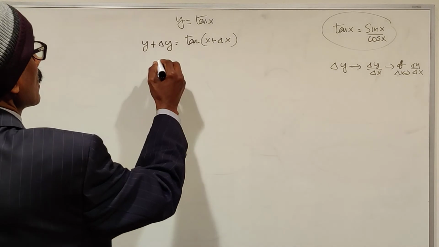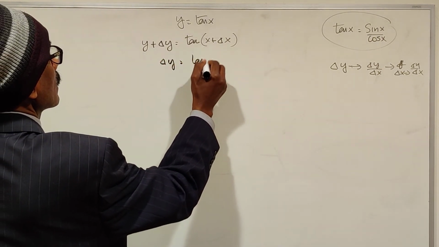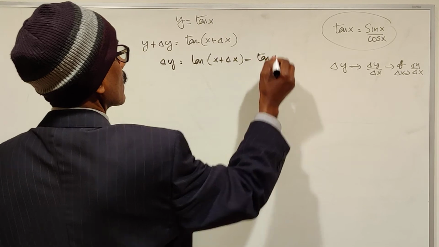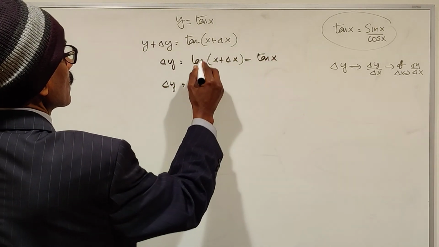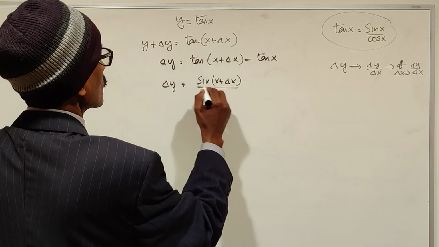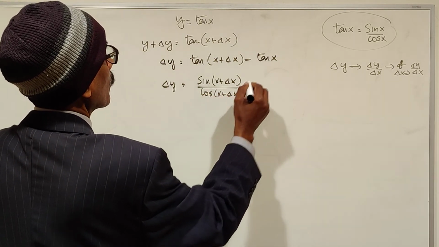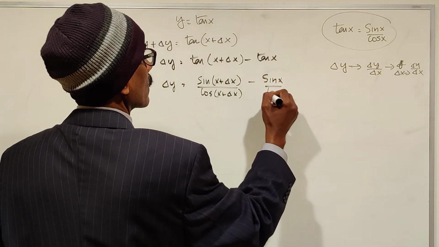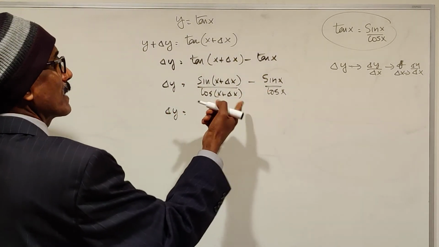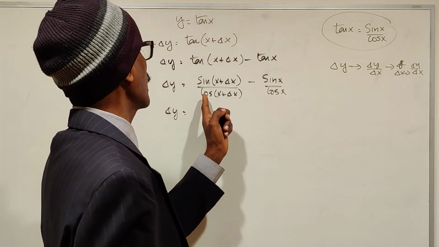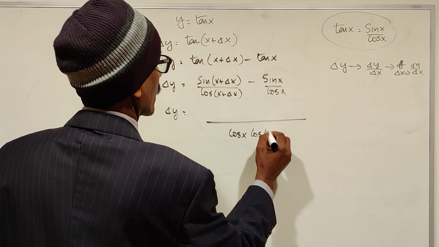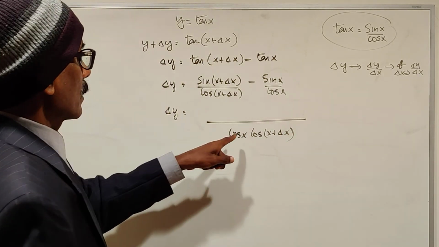Here delta y equals tan(x plus delta x) minus tan x. What is tan(x plus delta x)? It is sin(x plus delta x) by cos(x plus delta x), minus, what is tan x? sin x by cos x. Next, take the LCM. What is the LCM? Both denominators are different, so just multiply them: cos x into cos(x plus delta x). So this is the LCM.